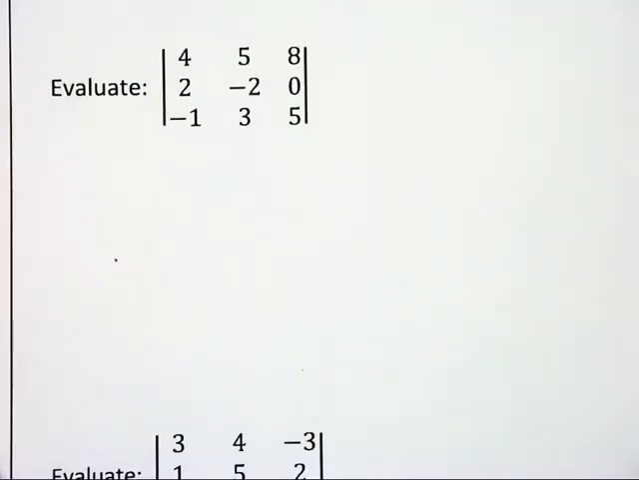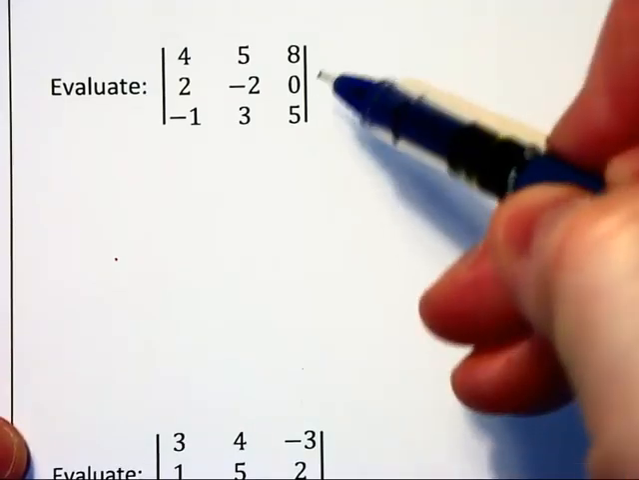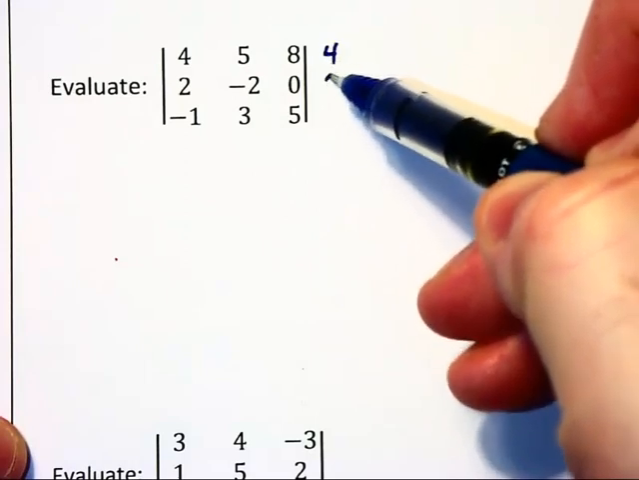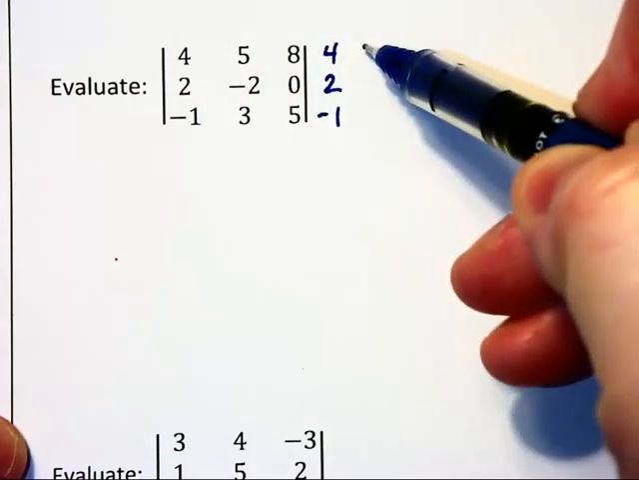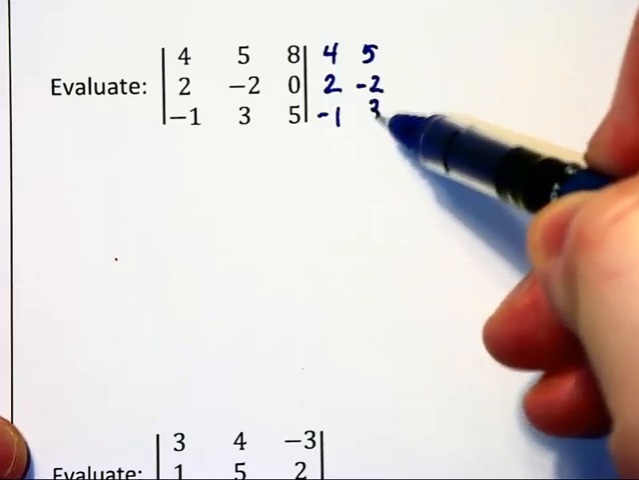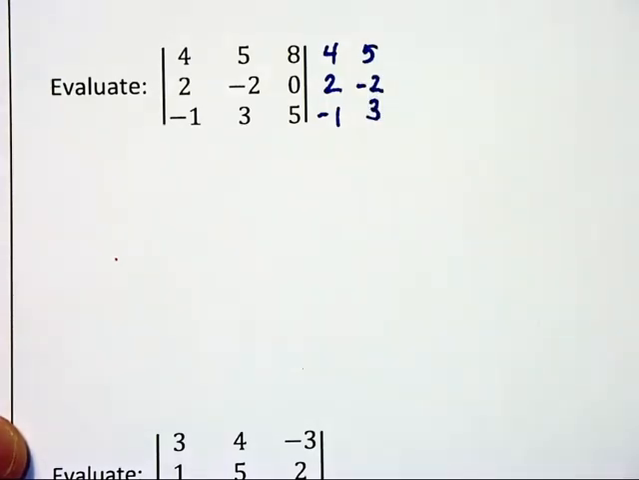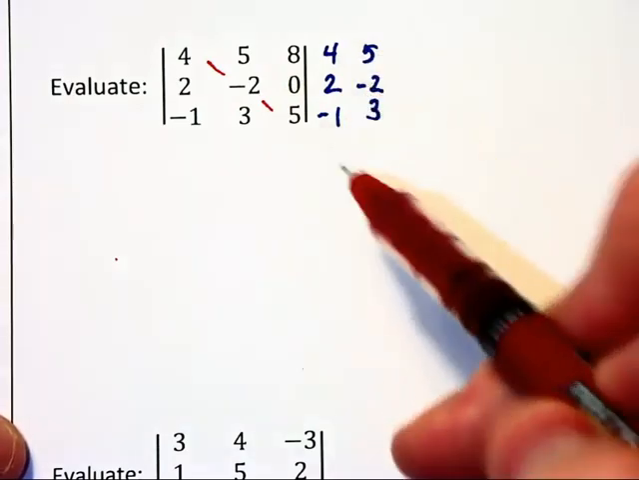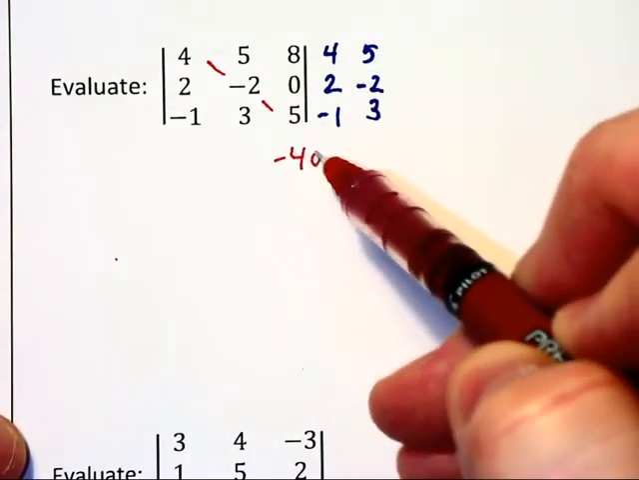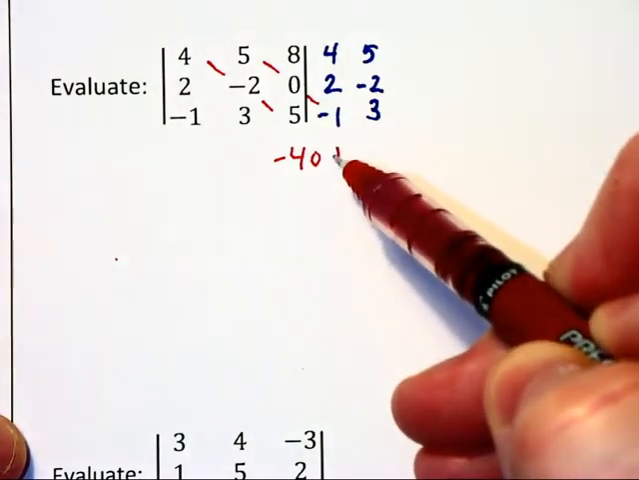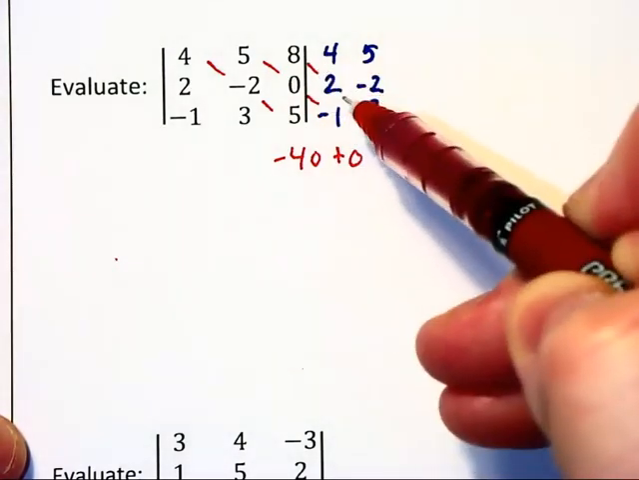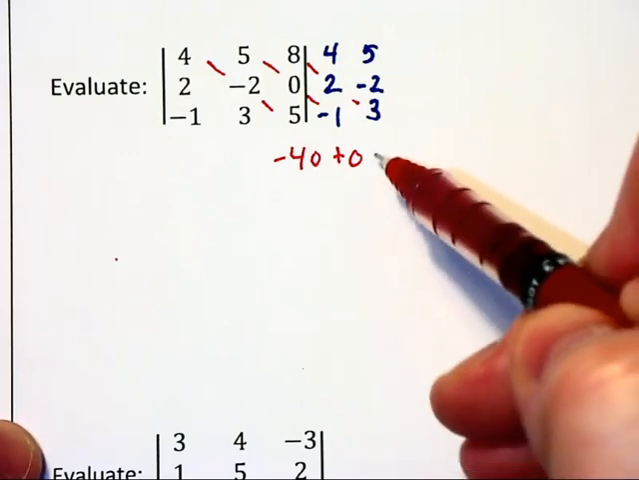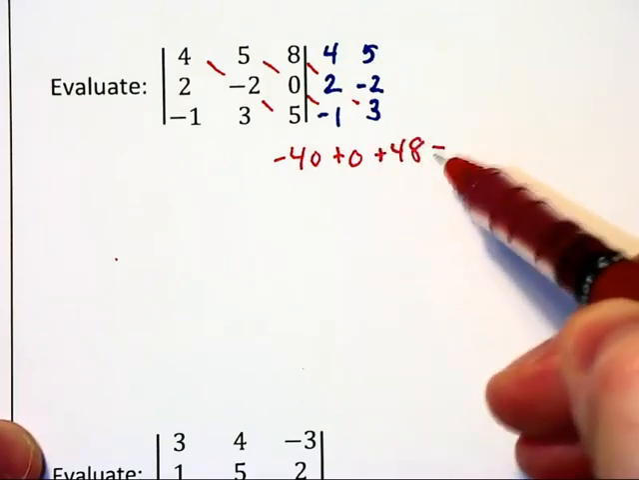When you have a 3 by 3 determinant, there are a couple of ways to evaluate it. The first way is to bring out the first two columns, 4, 2, -1, 5, -2, and 3, and this is known as the shortcut method. And then I'm going to begin multiplying each diagonal. The first one, 4 times -2 times 5, makes -40. The second one contains a 0, so its product is 0. The third one, 8 times 2 times 3, has a product of 48, and adding across the bottom we have 8.